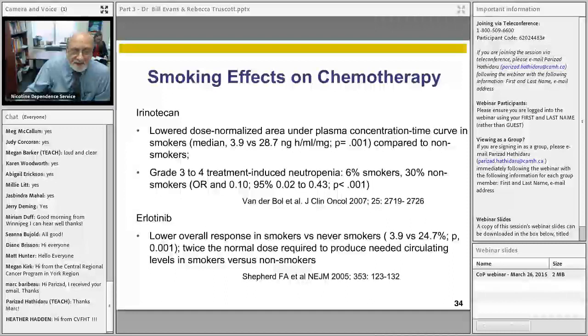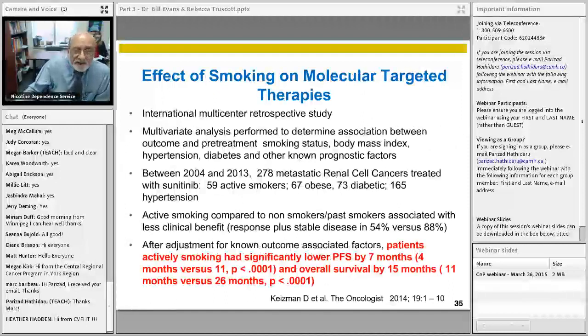And a very similar sort of observation with erlotinib, an EGFR inhibitor, and a much lower response rate in smokers versus never smokers. And you see the difference in the numbers, it's statistically significant. And there's some evidence that it would take twice the normal dose of erlotinib to achieve the circulating levels of that drug in the smokers versus the non-smokers. But this next slide shows a really very interesting study that was recently published. It's an international multi-center retrospective study, so it doesn't have the robustness of a randomized controlled clinical trial. Most of the patients came from Israel, but there's a number of American patients from Johns Hopkins Cancer Center.